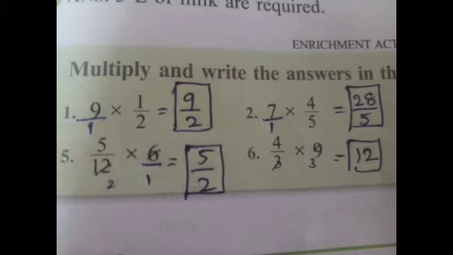Next, the sixth sum, 4/3 multiplied by 9/1. Here the numerator and the denominator we can cancel. 9 and 3: 1 three is 3, 3 threes are 9. Multiply the numerator, 4 threes are 12. In the denominator we don't have any number, only 1 is there. So the denominator is 1 and the answer is 12.